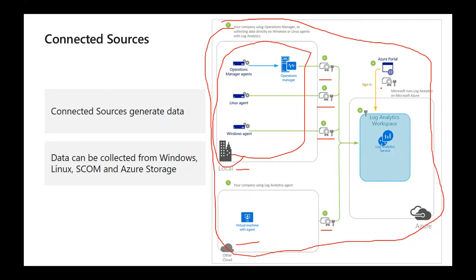Then we have our third part of this diagram. We have some computer agents. These computer agents are gonna generate the data to the Log Analytics service. You can see right here that all the information flows to this part in Azure. So these agents can run on Windows or Linux computers, virtual or physical computers, on-premise or cloud computers, and Azure or other cloud provider services.